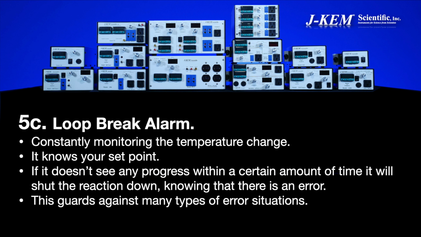knowing that there's an error. It also guards, for example, you're heating a reaction overnight, 3 o'clock in the morning, a flask breaks, or the thermocouple falls out of the solution. Either way, it was at your reaction temperature. It's just gone to a lower temperature, and now again that 5-minute clock starts. Your controller would start to heat in both of those situations. But if the loop break alarm doesn't see a change in temperature in that 5-minute span, it turns the reaction off and declares an error.